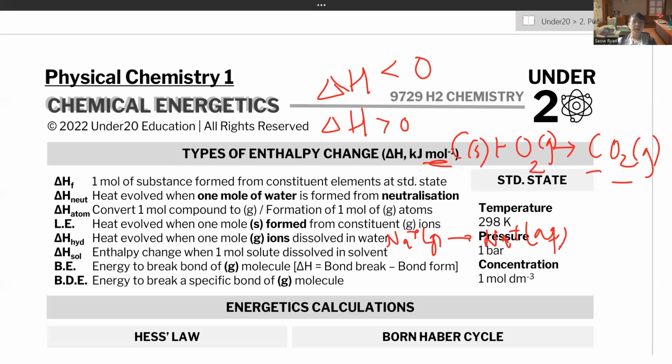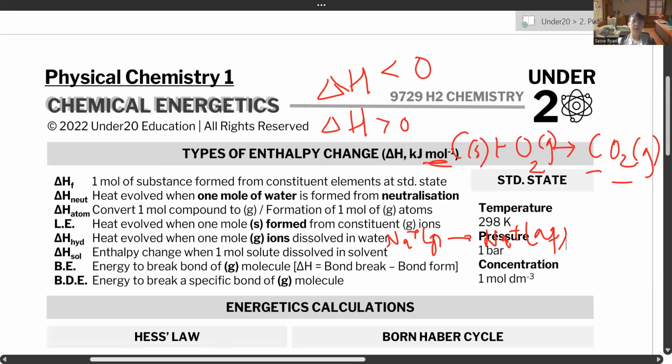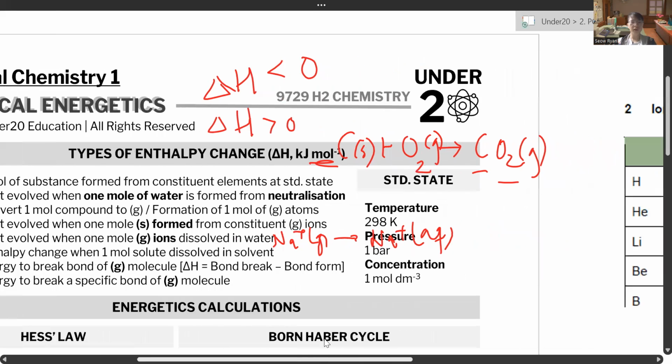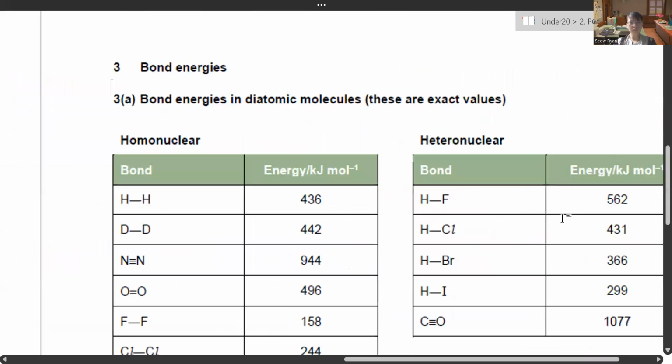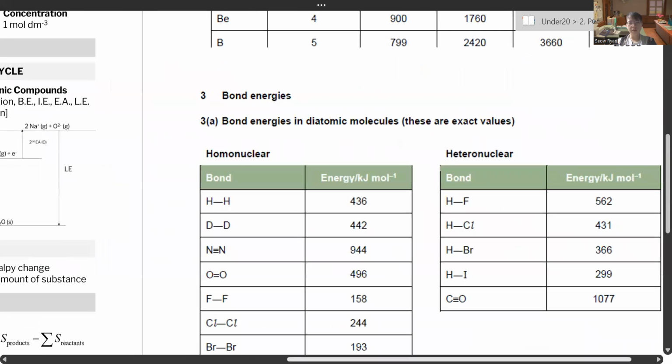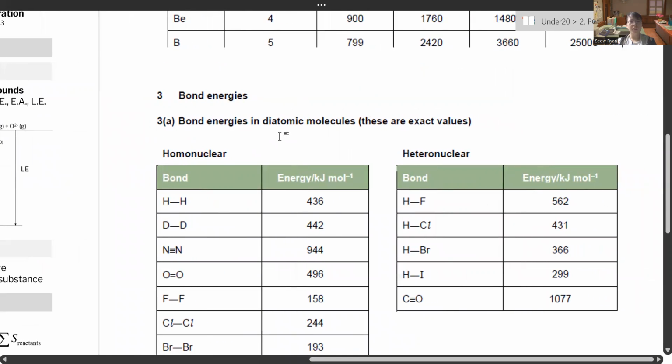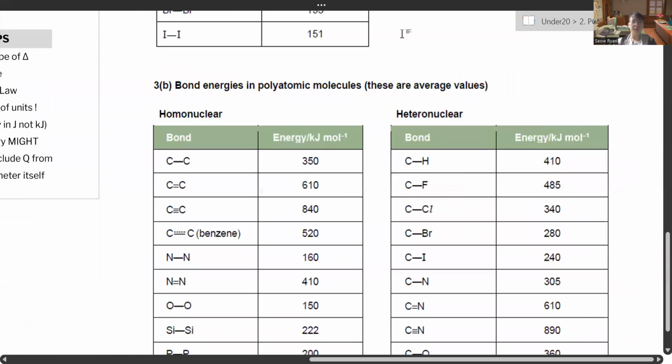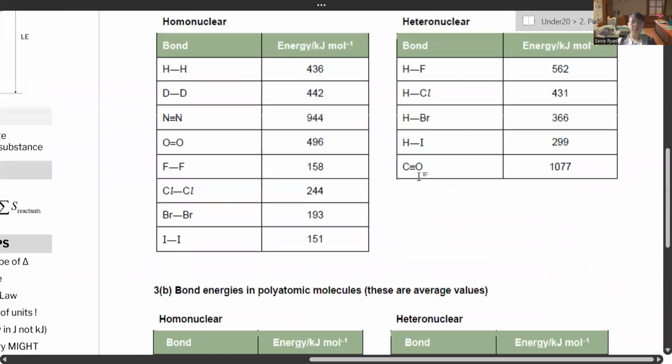It is to note that this energy here is actually usually an average value. So if you look at your data booklet, you should have these values here. The top one says bond energies in diatomic, and these are exact values. The next one on the next page would say these are average values. So take note of these brackets here.